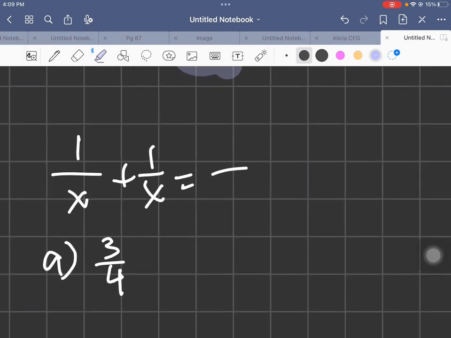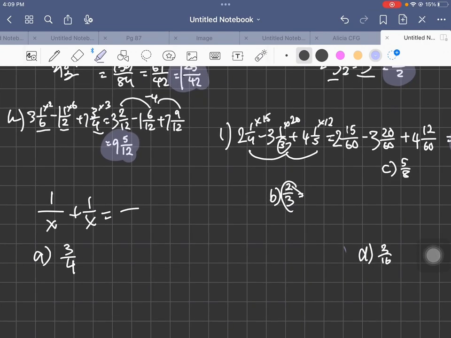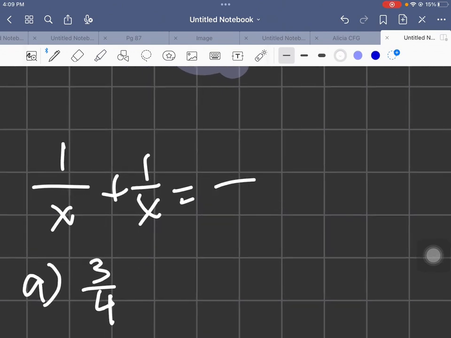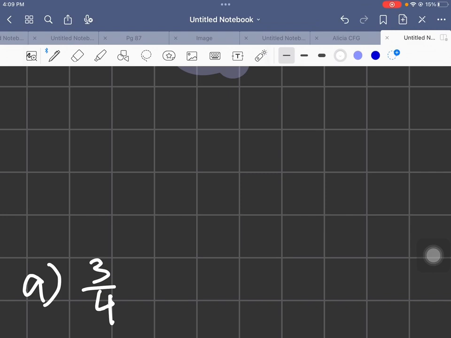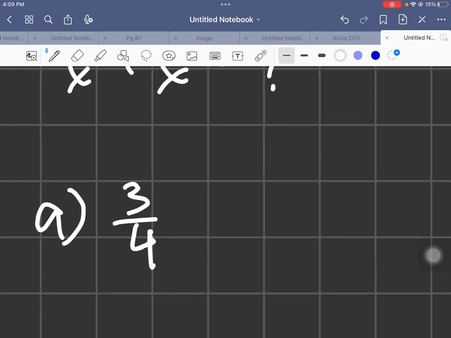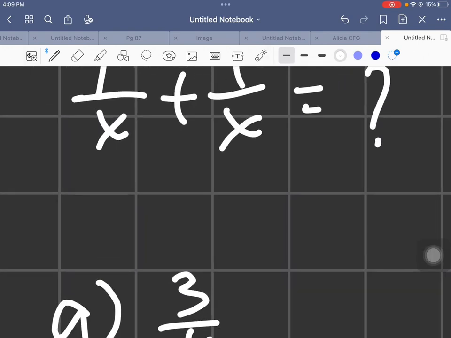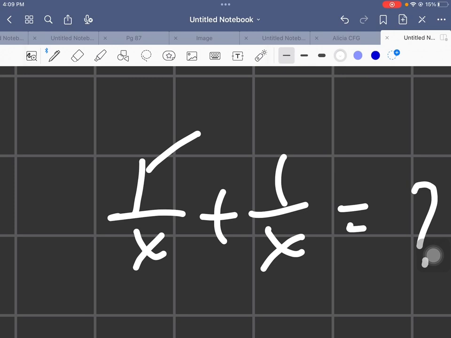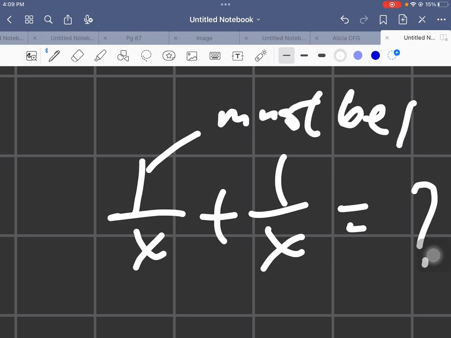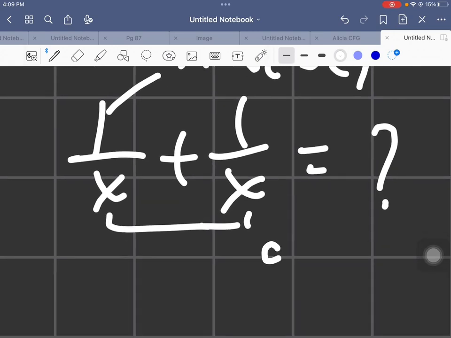Moving on to the third question, Egyptian fractions. They said look for the Egyptian fraction of this number, but Egyptian fraction actually means 1 over x plus 1 over x equals the number given. So we'll need to look for what plus what equals 3/4 with a requirement: the numerator must be 1 and the denominators cannot be the same.